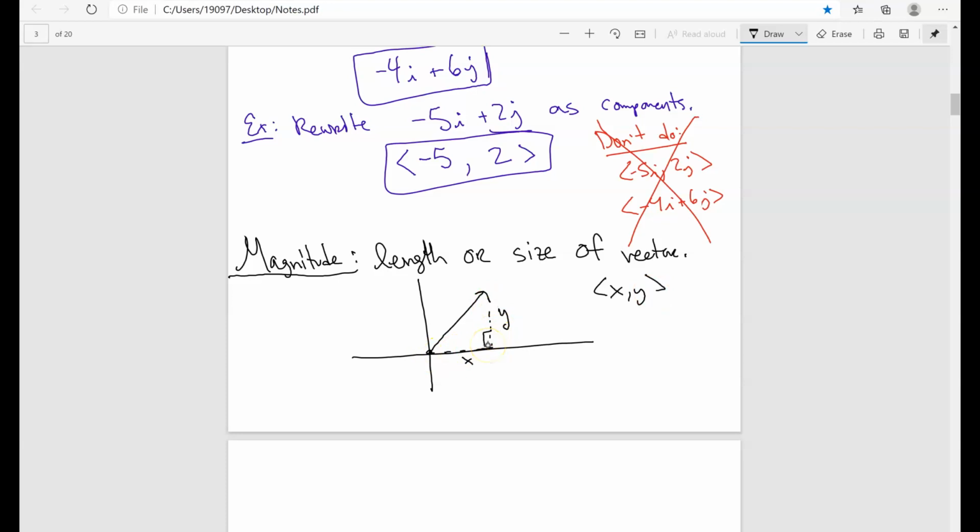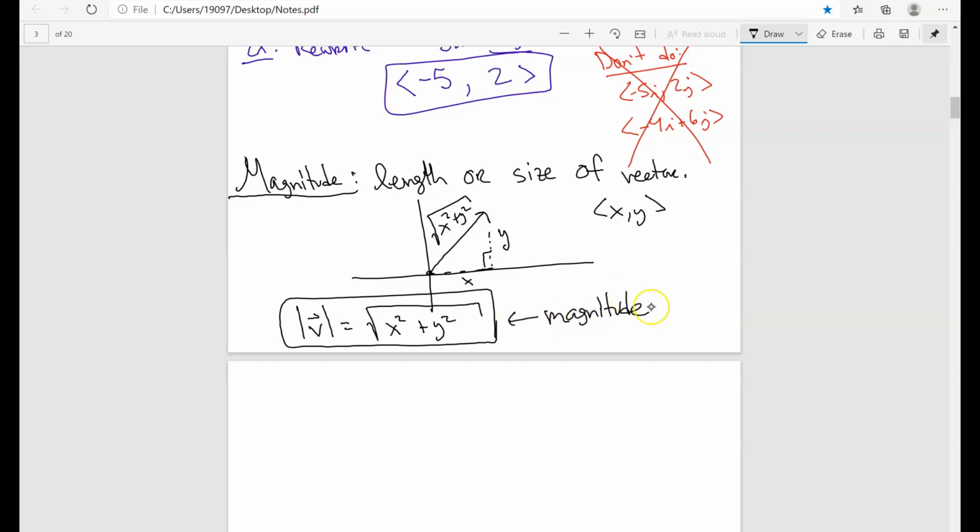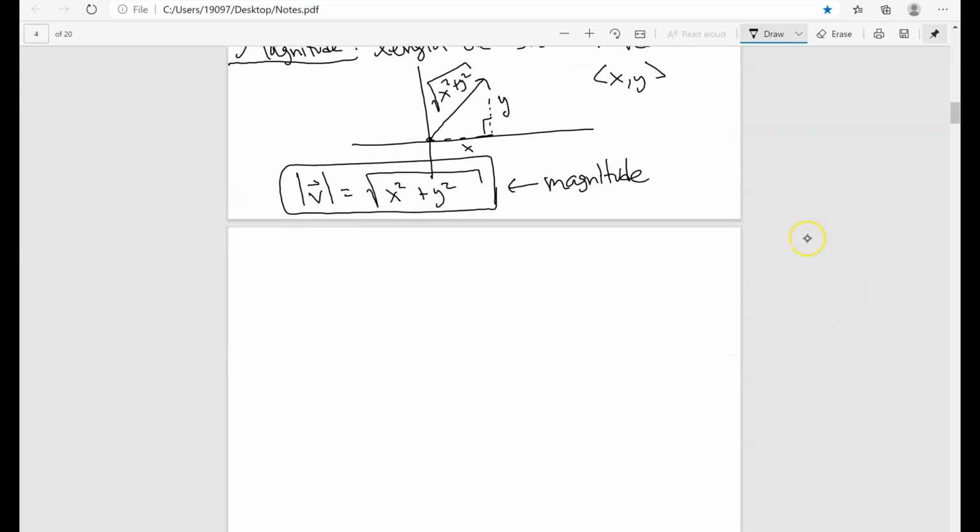You can pretty much see by the Pythagorean theorem that this length is going to be x squared plus y squared. So the way that we write magnitude is like the absolute value of v, of the vector. This is going to be equal to the square root of the first component squared plus the second component squared. So this is the formula for magnitude, or the size of the vector, how long this vector is going to be. Okay, so let's give a couple of examples.